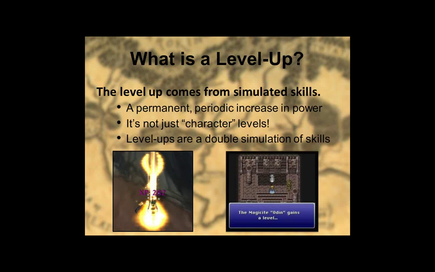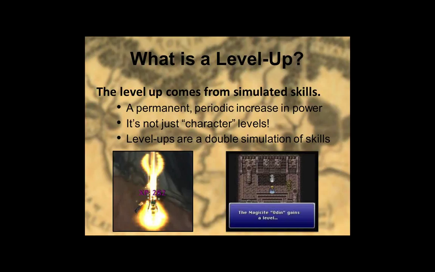The second development, and the one that probably really makes RPGs what they are, is the level up. So a level up is a permanent periodic increase in the power of simulated skills. When I say permanent, I mean that, except in very rare cases, once you gain a level, that level is never going away. Once you reach level 22, the only time you're going to leave level 22 is to go to level 23, which is, you're still retaining level 22, you're just gaining one more.